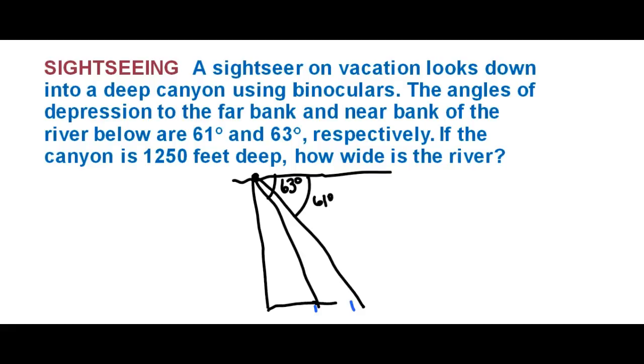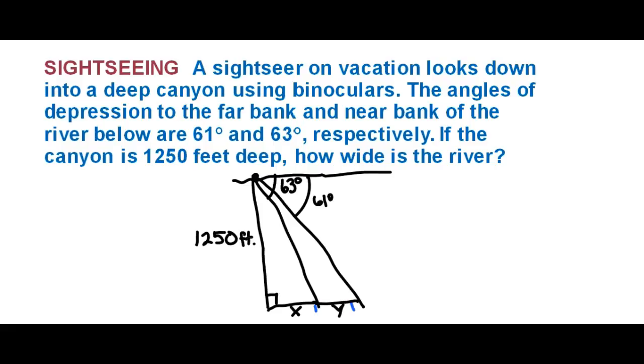We have two lines here essentially. We can call this x, we can call this y. Of course, y will be the distance that we're trying to find, the distance across the riverbank. This is obviously our right angle because we have the ground and the elevation upward. We also know that the canyon is 1,250 feet deep. So in order to find this side, we're going to have to take into account the angle and this side.